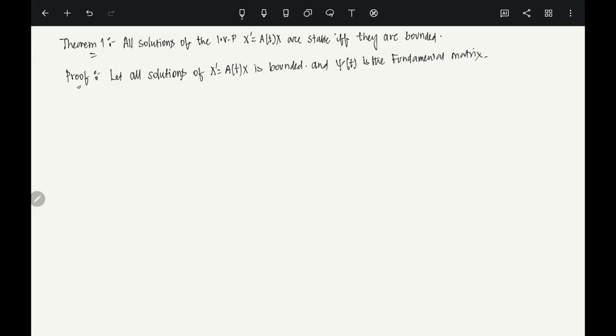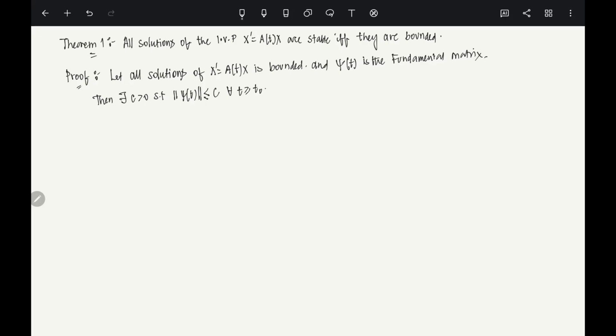If all the solutions are bounded, that is given to us, and phi of t is the fundamental matrix, then we can say that there exists a positive constant c such that the norm of phi of t is bounded by c, less than or equal to c. This holds for all t greater than or equal to t naught. Here t naught is our initial data, or some point t naught.